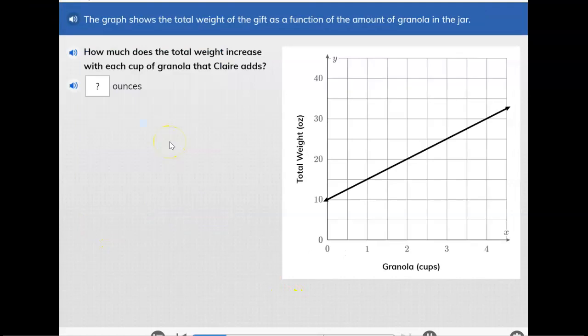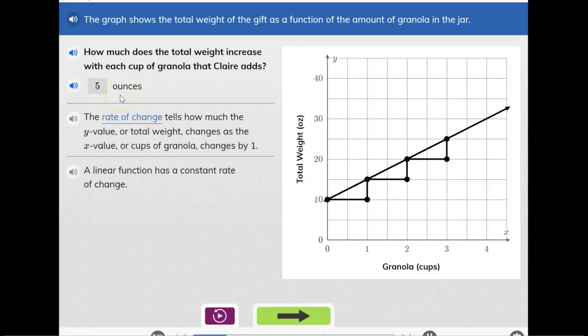So if we're trying to figure out how much the total weight increases with each cup of granola, we're just taking a look at this and saying, all right, it's going from here to here. So it went up and then over. It went up 5 and over 1. This is confusing because from here to here you would think was 1, but that's just a half. So from here to here is 1. So it went up 5 and over 1. 5 over 1 gives you your answer of 5.